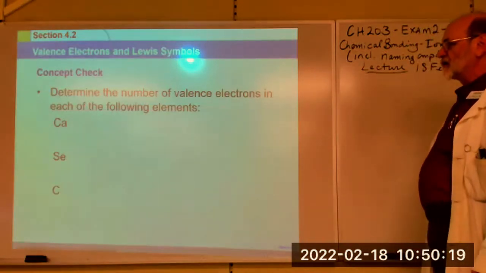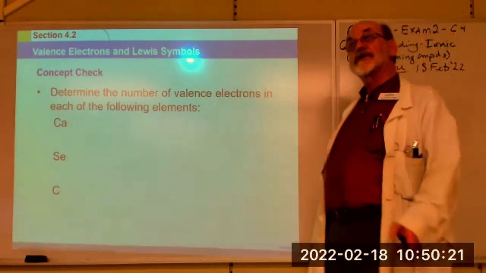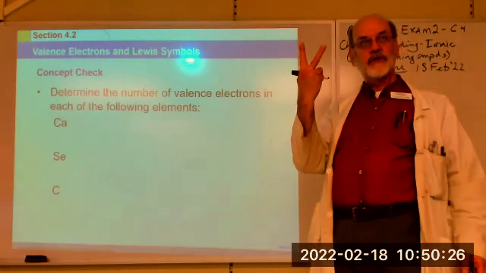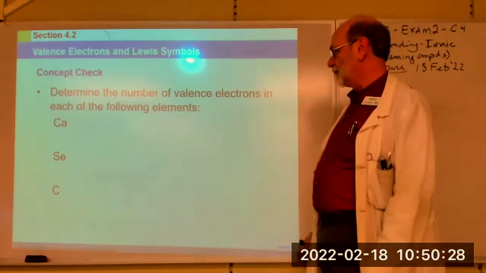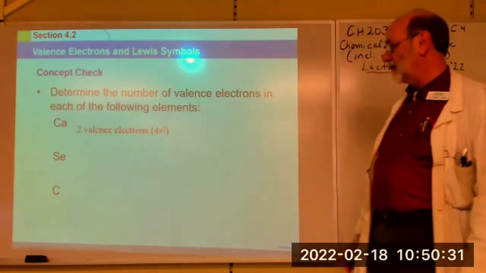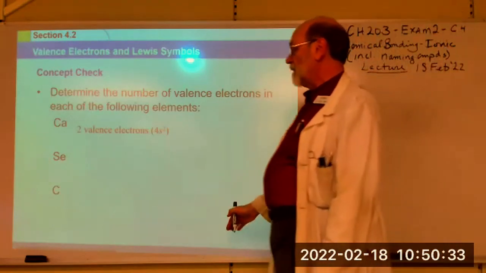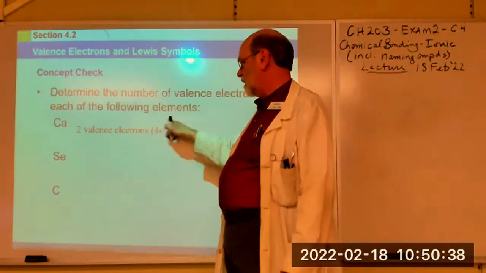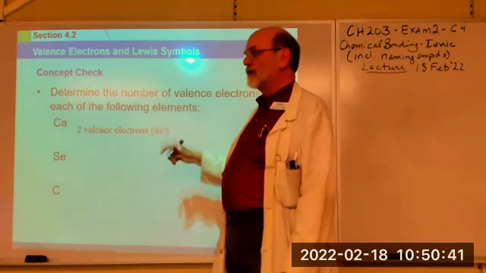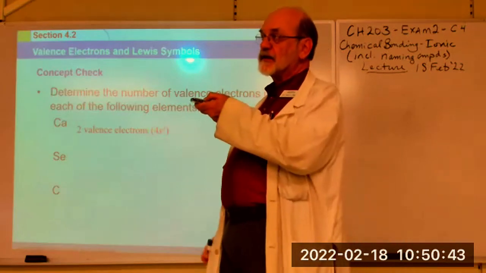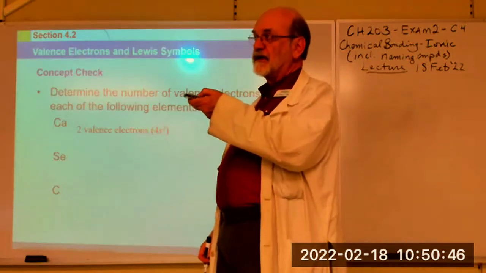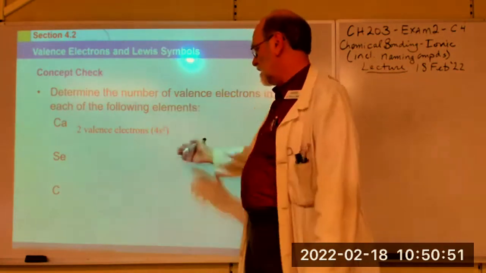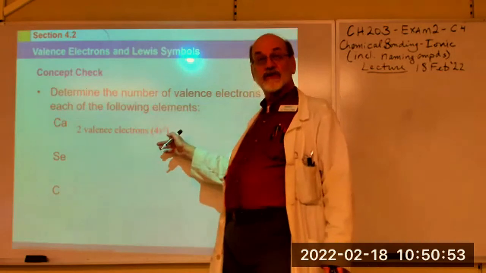How about the number of valence electrons in each of the following elements? Where's calcium? Calcium is an alkaline earth, so it has two valence electrons, right? And we can also say, what's the valence shell configuration? It's 4s2. Notice that it's in the fourth period, so that's 4s1, 4s2 for calcium. That's its valence electron position, 4s2.